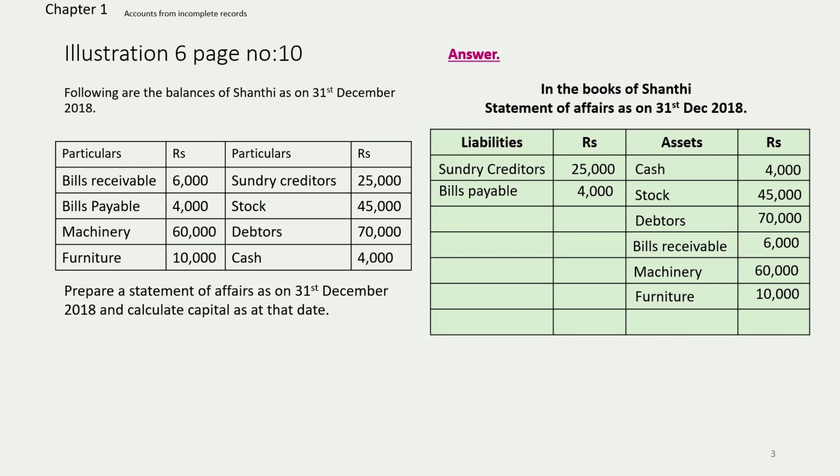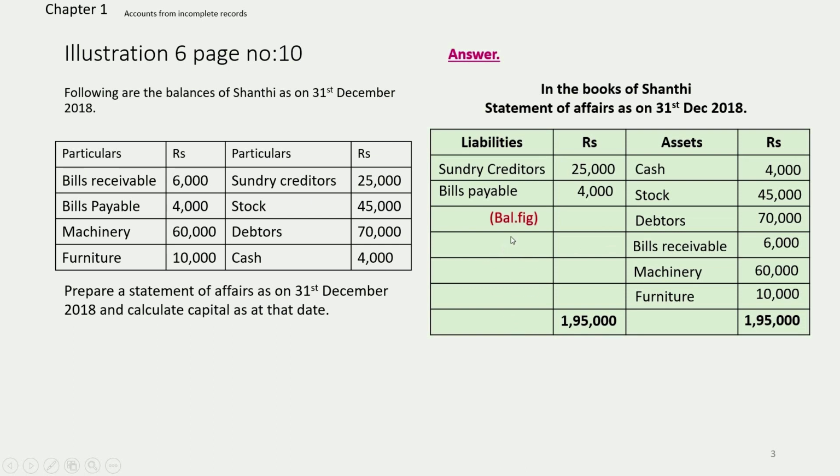Now, we have to balance. See here, 25,000 plus 4,000 is only 29,000. But here, you have got a greater amount. So, you have to add all these amounts. So, what is the amount? It is 4,000 plus 45,000 plus 70,000 plus 6,000 plus 60,000 plus 10,000. When you add everything, you will get 1,95,000. This is a greater amount. So, you will be writing here also 1,95,000.